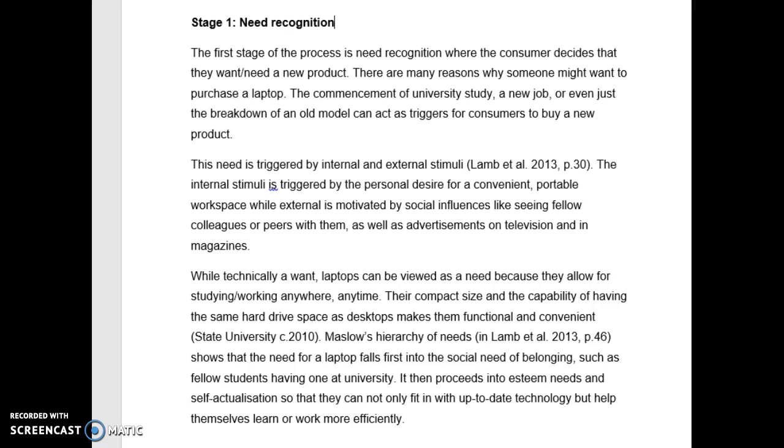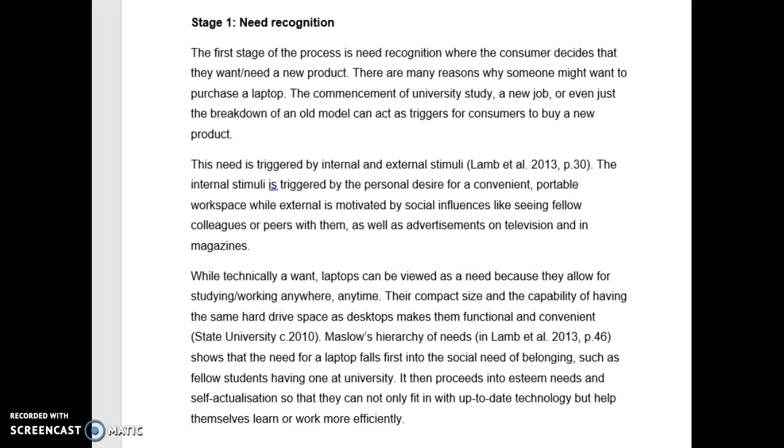So what we've got here is an example of the first stage, which is need recognition. As you can see from this answer, it is within the word count, about 212 words, so just right on target, and it sums up really nicely the answer to the question, as well as bringing in some of those links to theory and backing it up with external references. So here the textbook has been used, there's been another university reference, and also another link to the textbook, highlighting which page of the textbook the information came from, which is really important and also adds credibility to the answer that you're giving.